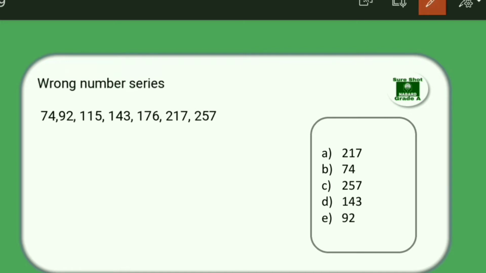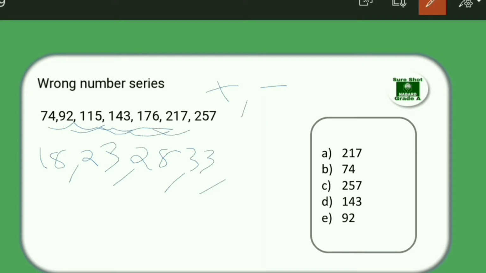There is a big jump in the numbers, so it's a plus or minus series. We need to take the difference between adjacent numbers. 74 and 92, it's 18. 92 to 115 is 23. 115 to 143 is 28. 143 to 176 is 33. 176 to 200 is 24. 41. 17, 57 is 40.